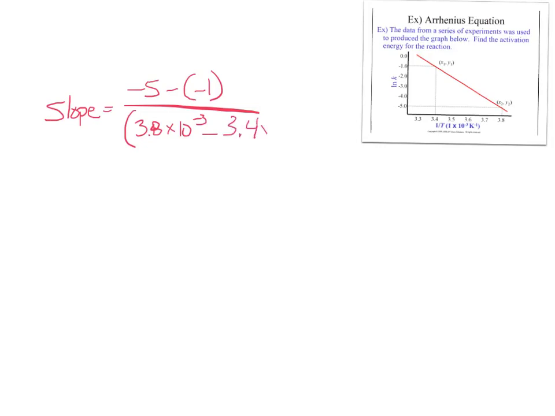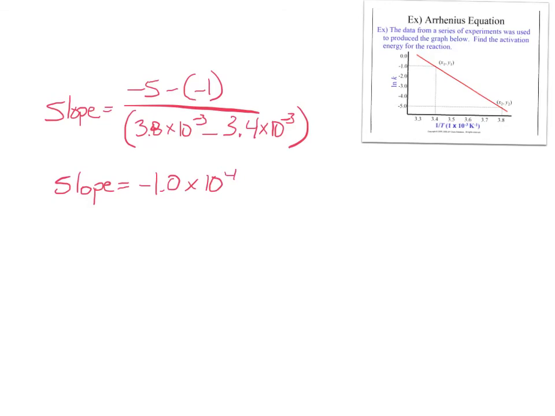And we can use the slope to find the activation energy. Since slope is just rise over run, let's find our slope, with the rise being the differences in the natural log of the k's. So we're going to just use the points that we find there. It would be -5 minus -1, divided by the run, which would be our inverse of temperature: 3.8 times 10 to the -3rd minus 3.4 times 10 to the -3rd. And so that ends up getting us our slope, which is -1.0 times 10 to the 4th.